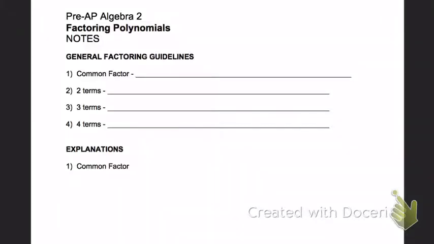So there are 4 different instances in which you need to factor, or I guess, 4 steps that you're going to take. The first step that you always look for is whether they have a common factor. So you always look first and see if there's a common factor, which just means something that they all have in common. Kind of self-explanatory.